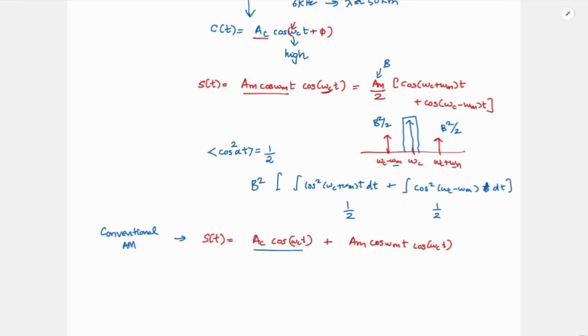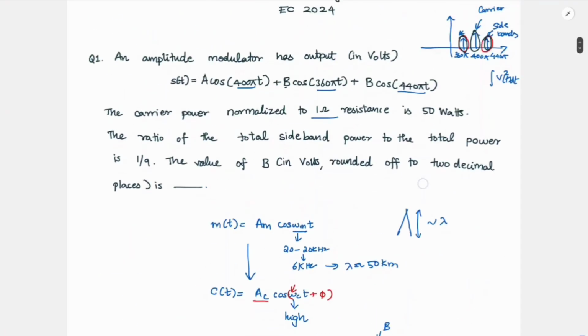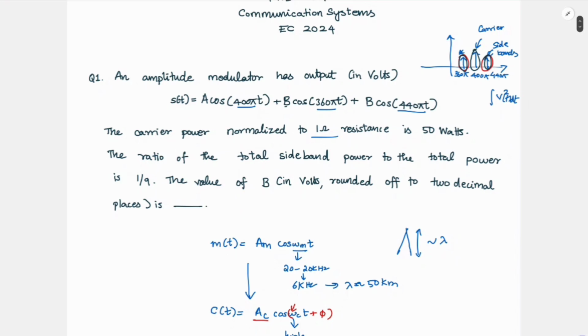In the case where this carrier is not there, it is called amplitude modulation with suppressed carrier. Now if you see the question, this is the same as your conventional AM, and now we have understood how AM actually works. So let us copy this question and go through each line and arrive at the answer.